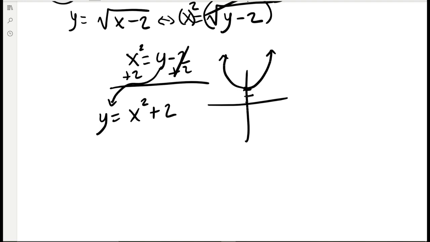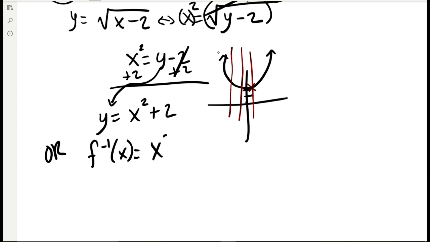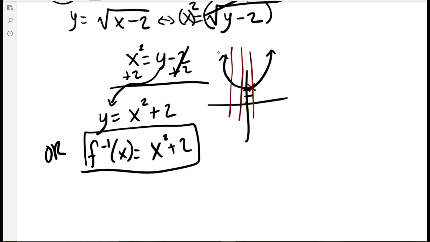I know that it's clearly a function, so I can leave it as y equals x squared plus 2, or I can use the function symbol, because this is a function: it passes the vertical line test. If you were to draw vertical lines, it only crosses at one spot. So I'm just going to call this f inverse of x equals x squared plus 2. Either one of these is correct, but we're going to use the inverse function notation in this example.